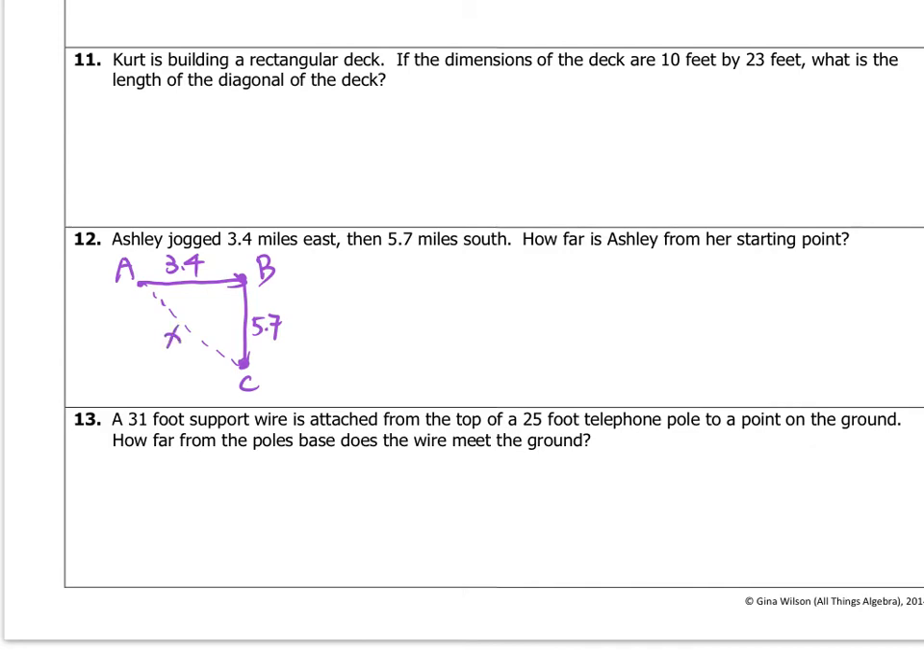So if I call this X, and again, my right triangle is there. If I just take the sum of each leg squared, I should have X equals approximately 6.6 miles.